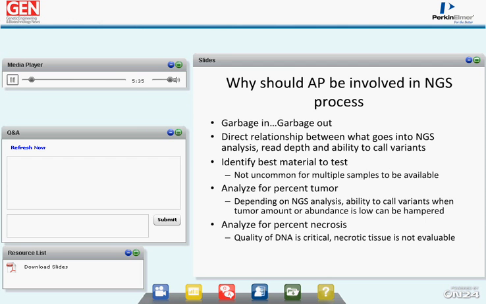And then finally, we need to be able to tell the next-gen sequencing lab within the sample how much necrosis is present, because necrotic tissue is not going to have amplifiable DNA. The quality simply will be too poor.